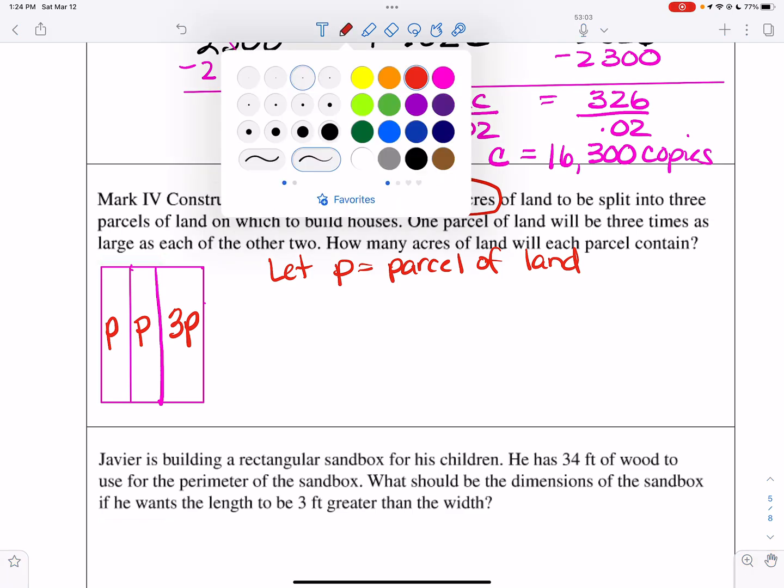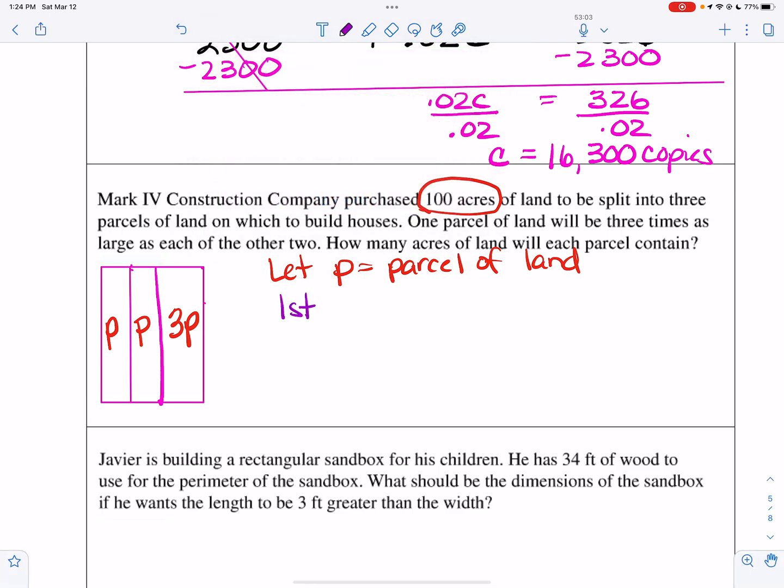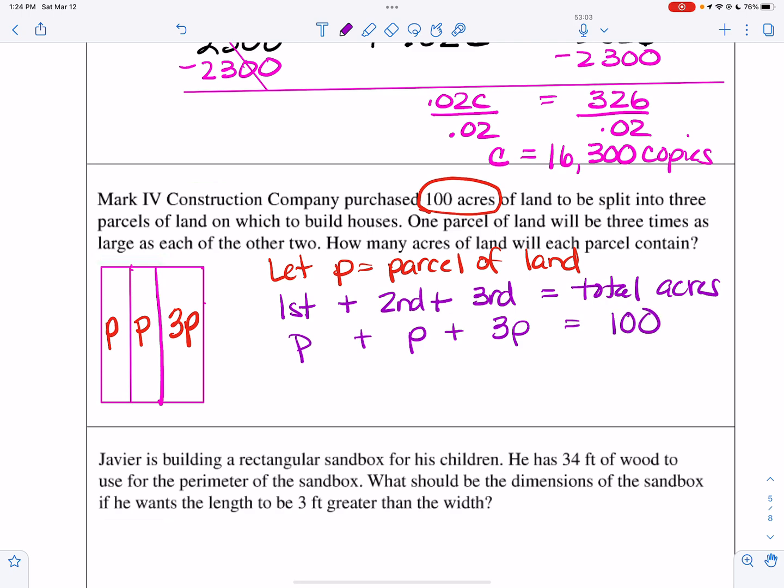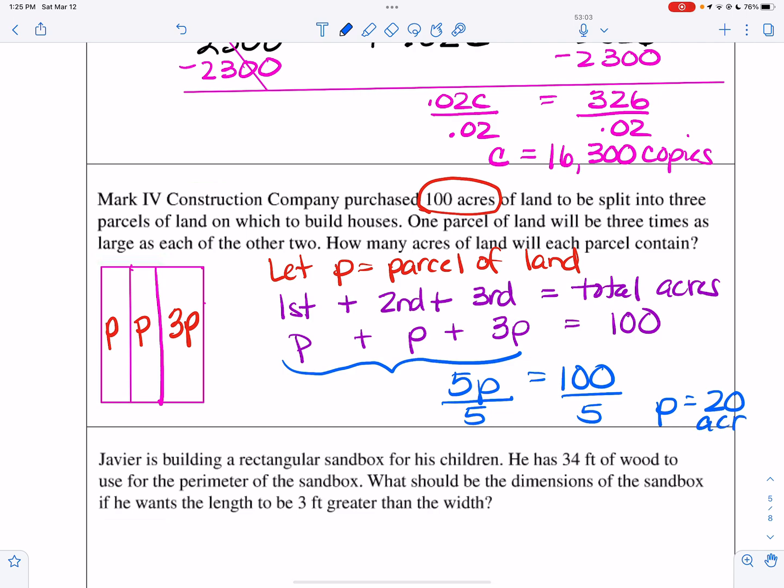So if I write my equation out in words, the first plot plus the second plot plus the third plot equals the total acres. And so we're going to have P plus 3P is equal to 100. And then I'm going to collect all my like terms. So that makes 5P equals 100. And then I'm going to divide by 5. And so P comes out to be 20 acres.